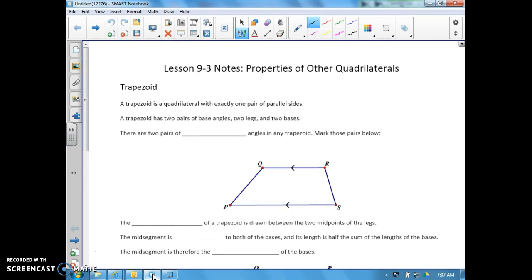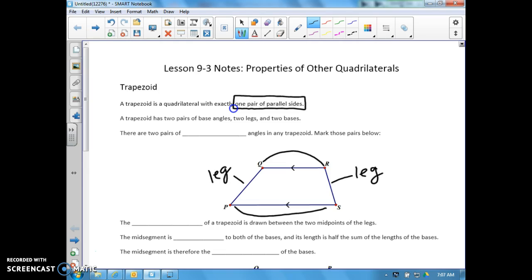Our first one is a trapezoid, and the definition of a trapezoid is that it is a quadrilateral with exactly one pair of parallel sides. That's our key idea. A trapezoid has two pairs of base angles. So this is a pair of base angles, this is a pair of base angles. Two legs, leg, leg, and two bases, base and base.